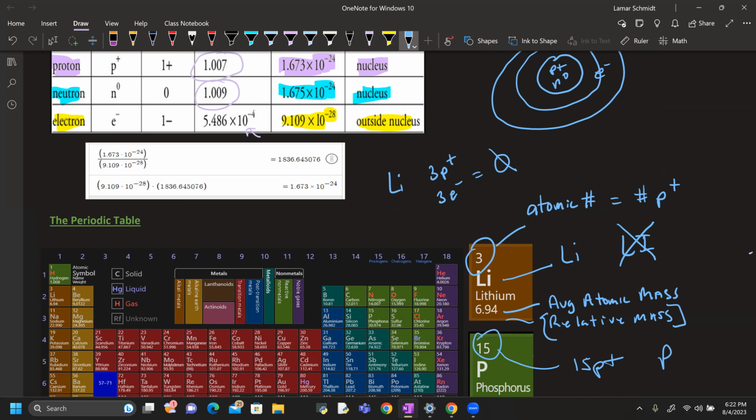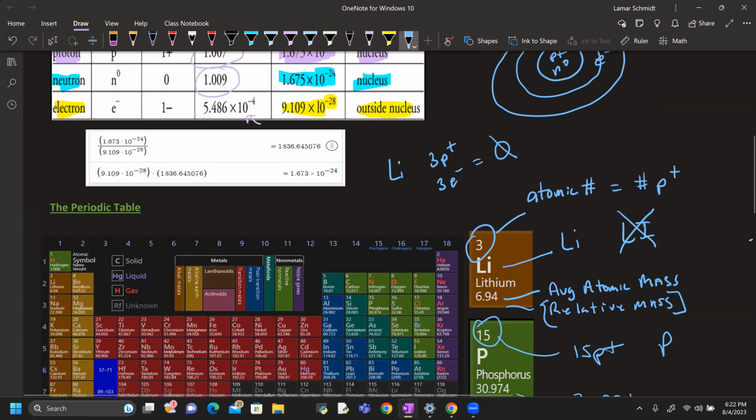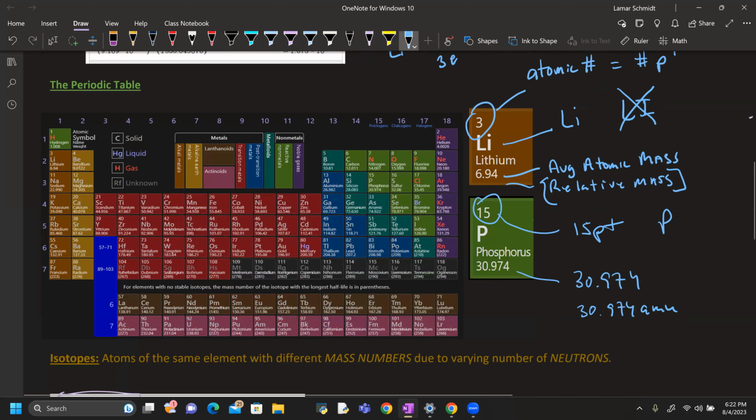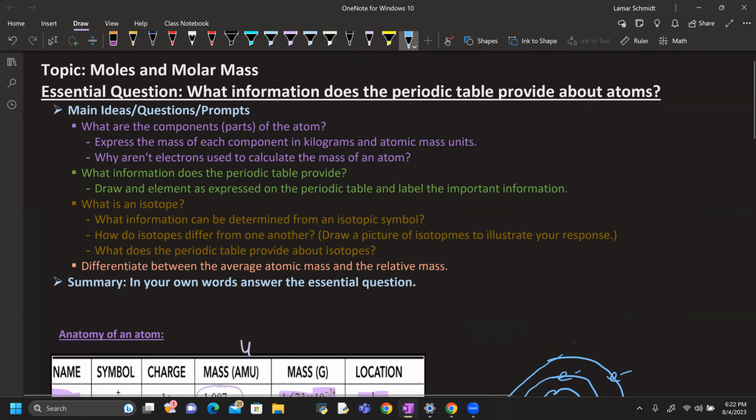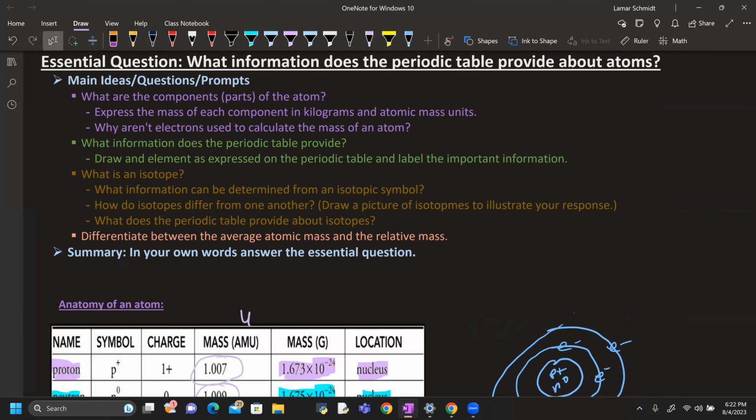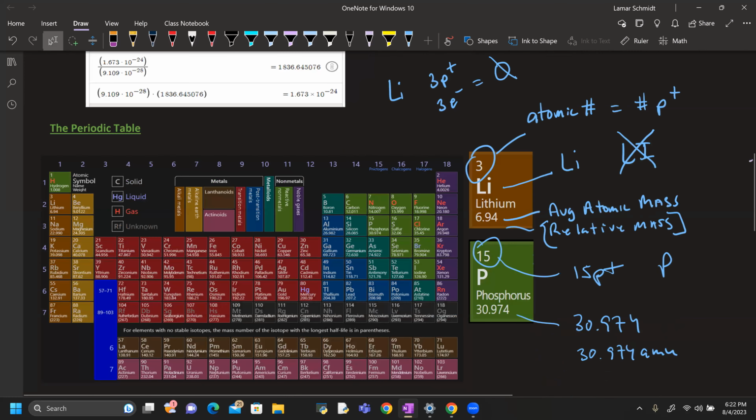All right, and then we also said that we can infer the number of electrons if we know that atom has a neutral charge. Okay, let's move on to the next question, and it asks, what is an isotope? What information can be determined from an isotopic symbol? How do isotopes differ from one another? Draw a picture of isotopes to illustrate your response. And what does the periodic table provide about isotopes?